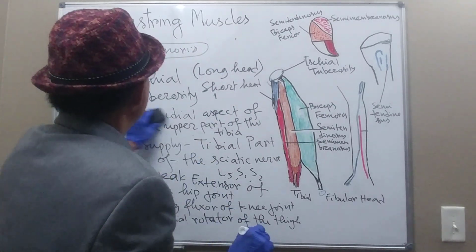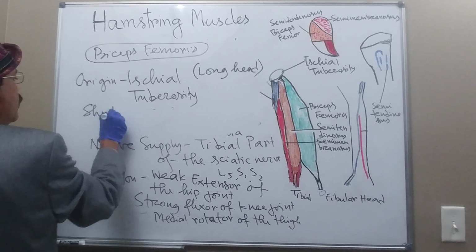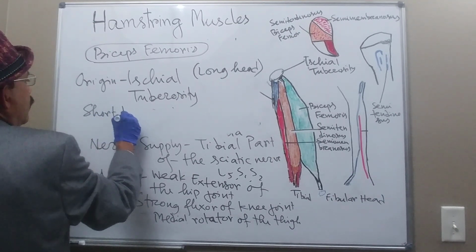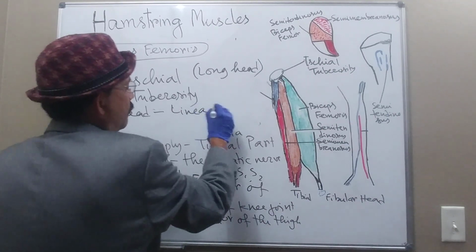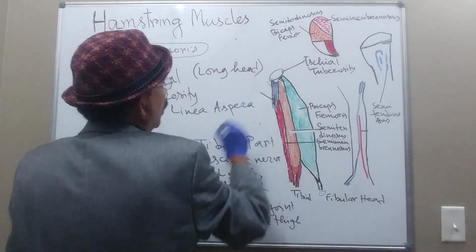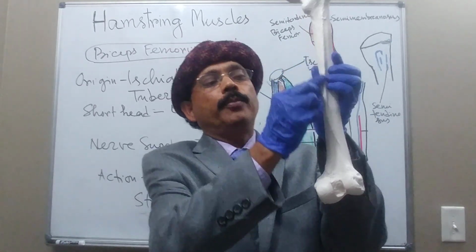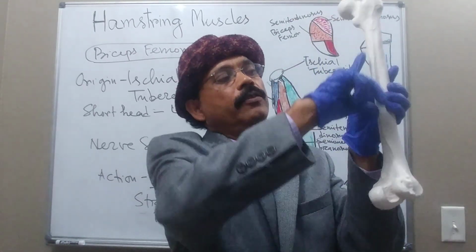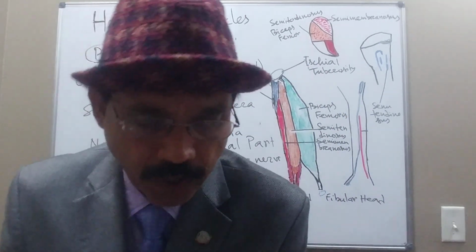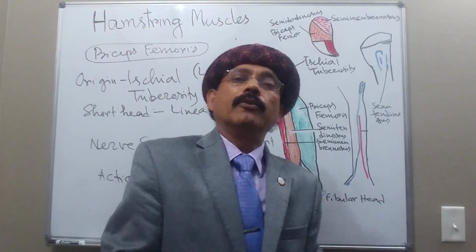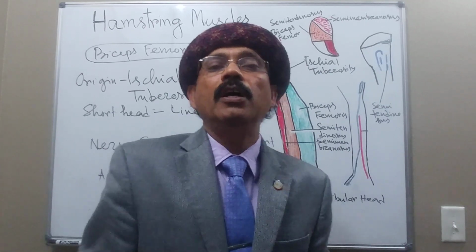Short head takes origin from the linea aspera. So this is the long head; the short head comes from the linea aspera on the posterior aspect of the femur, and part of the lateral supracondylar line. This is the linea aspera and this is the lateral supracondylar line. So this part is the site of origin of the short head of the biceps femoris. Okay, two heads: the long head comes from the ischial tuberosity, and the short head comes from the linea aspera on the posterior aspect of the femur.